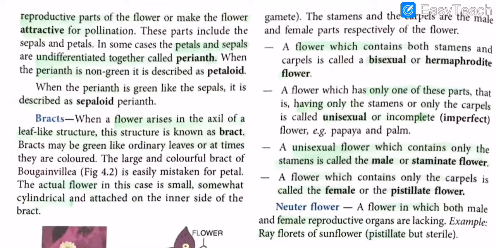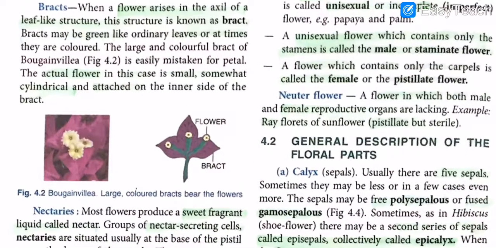Next page. Okay, bracts. So what is a bract? When a flower arises in the axil of a leaf-like structure, this structure is called a bract. In the previous page, we learned that a flower is nothing but a modified leaf. A modified leaf turns into a floral structure. So sometimes these flowers arise in the axil of a leaf-like structure.